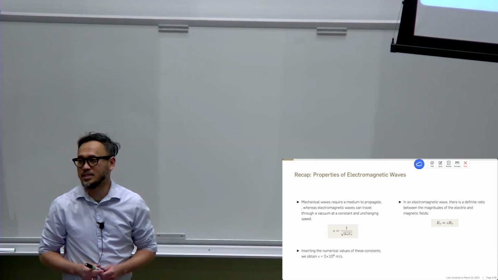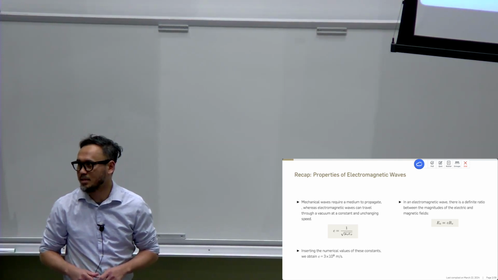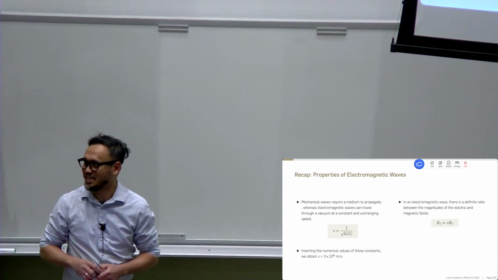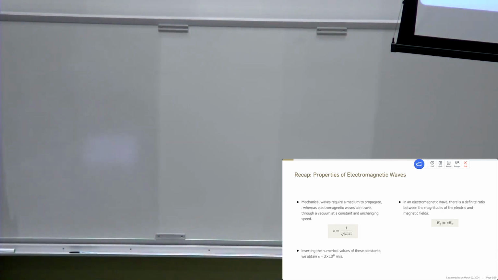So what is the definition of a wave? Any guess? Nick. That's your name, right? What is your last name? I cannot pronounce your last name. Okay. What is the definition of a wave? What is a wave? A wave is propagation of disturbance in space.